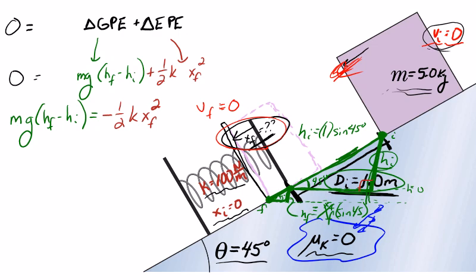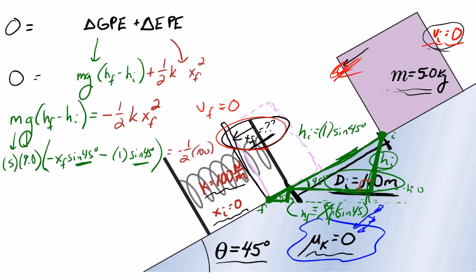So I'm going to replace some of these numbers. We've got our mass, which is 5. We've got gravity, which is 9.8. And then for my final height, I know that that's going to be a minus XF times the sine of 45 degrees. And then my initial height is going to be 1 times the sine of 45 degrees. So really what has happened is this little sine of the angle is popped in like we didn't have it before. And then all of that should equal my minus 1/2 times 100 times my final compression squared.